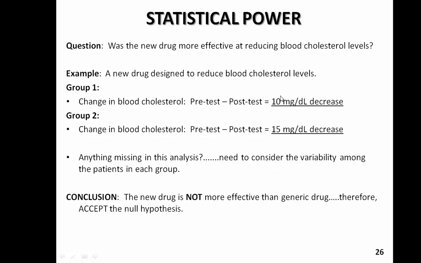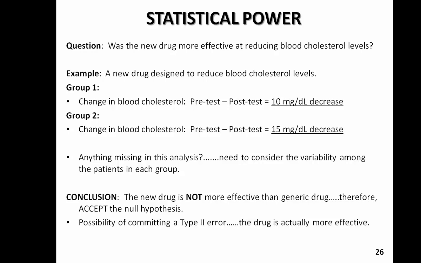And what we see here is that despite the fact that the new drug group experienced a 5 milligram decrease more than the generic drug group, the statistical equations would suggest to us that despite this value, they are not significantly different. Now, with this statement, we are running the risk of committing an error. The actual decision here is to accept the null hypothesis, when in fact it should have been rejected. If we have that scenario, we have committed a type 2 error.